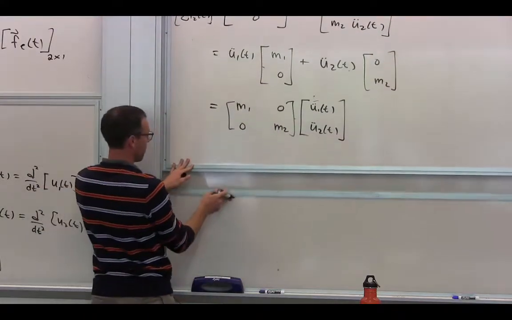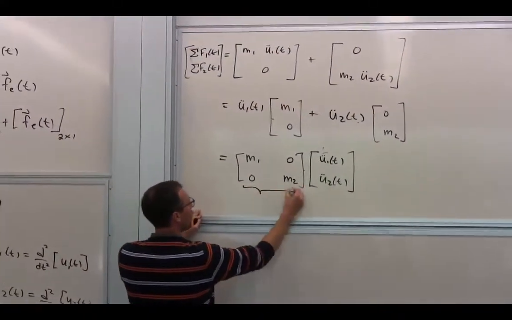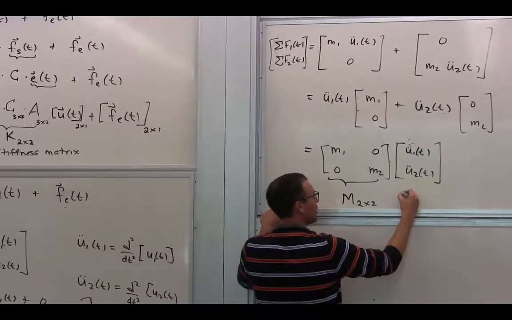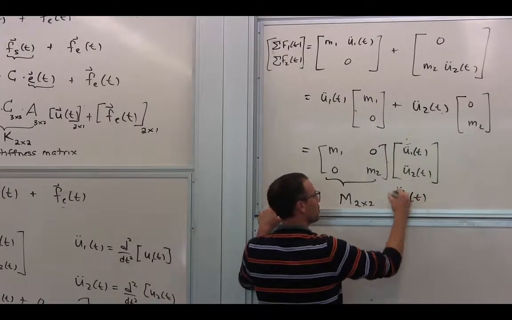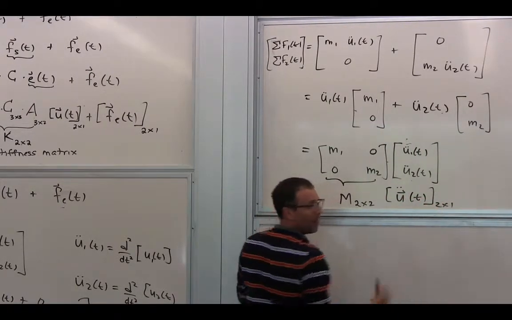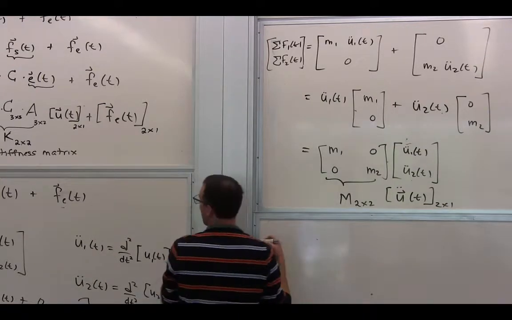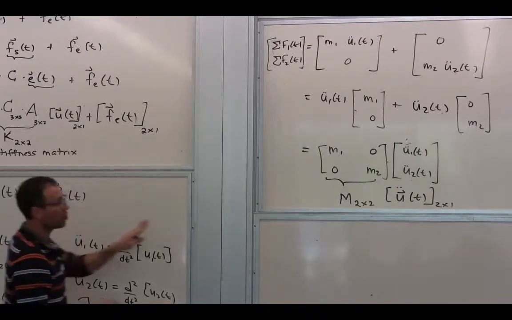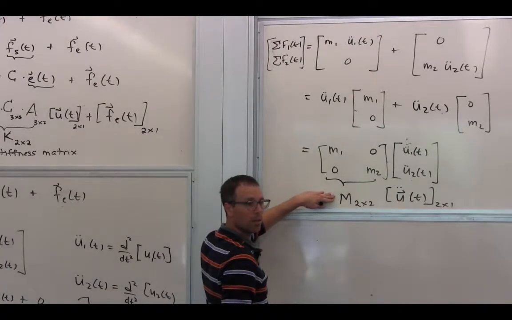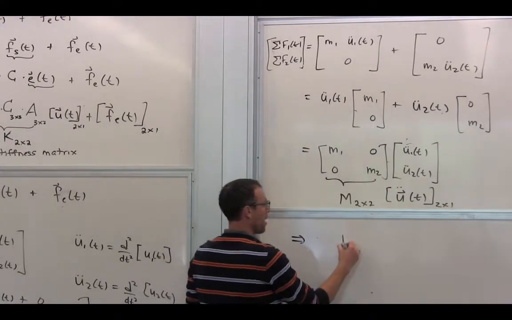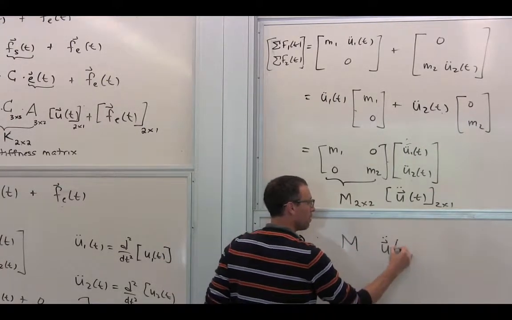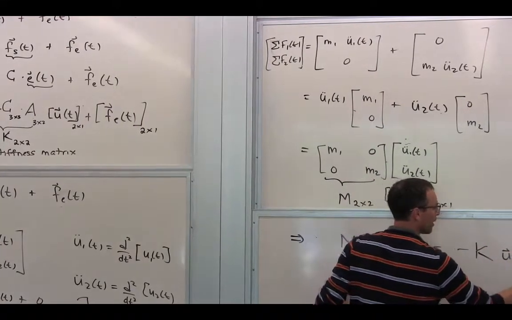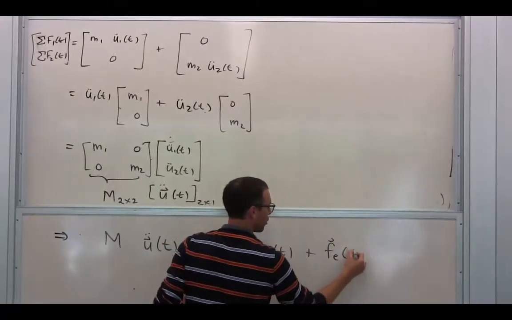What's this now? Why don't we call this whole thing the mass matrix. How big is it? 2 by 2. Why don't we call this the second derivative of the displacement vector? And that would be a 2 by 1, right? So what does that mean? Well, it means that the net force was equal to this, right? But the net force is also equal to this. That immediately implies that m times the second derivative of my displacement vector would be the negative spring constant matrix times my displacement vector plus the vector of external forces.